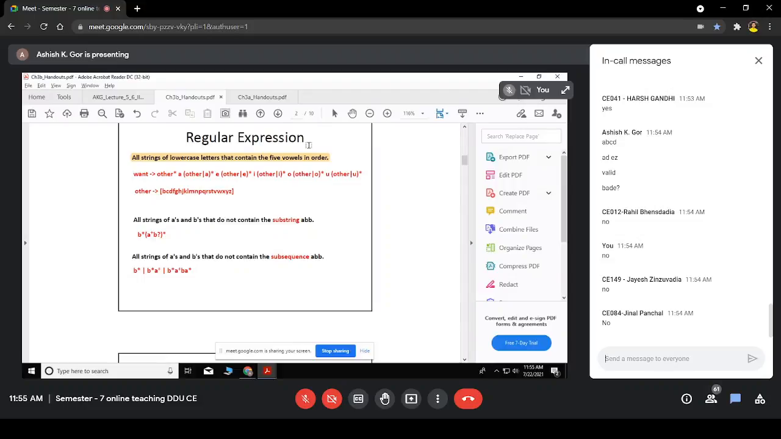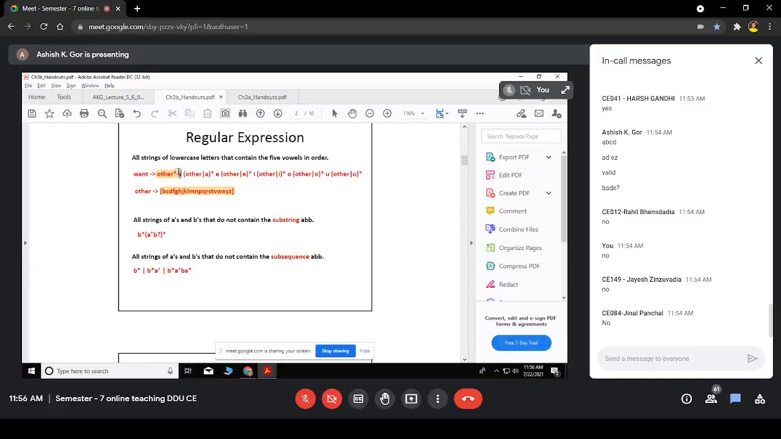Okay, so what I write is "other". What do you mean by other? Other than A, E, I, O, U. So this is a set of characters other than A, E, I, O, U: B, C, D, F, G, H, and so on up to Z. Initially, it could be other star. That means it can be any combination of these.